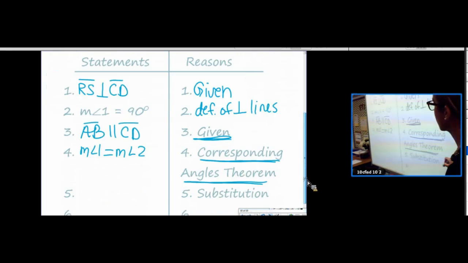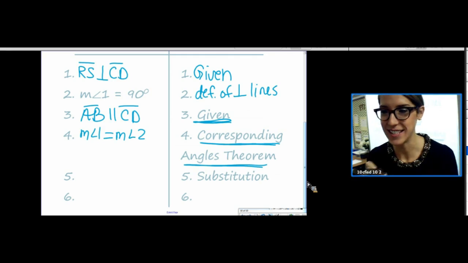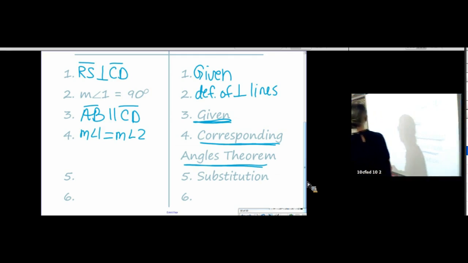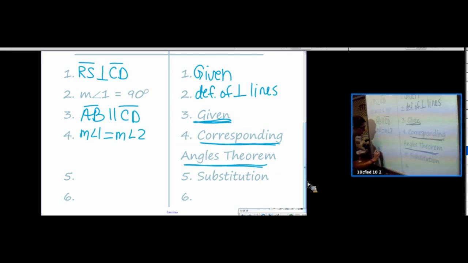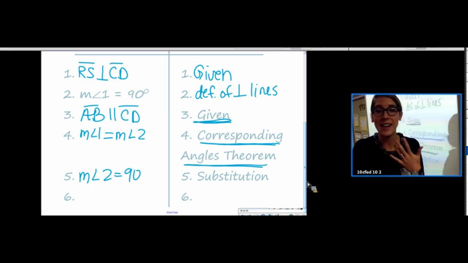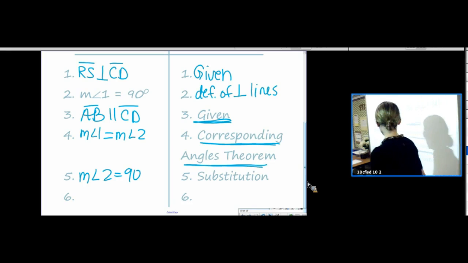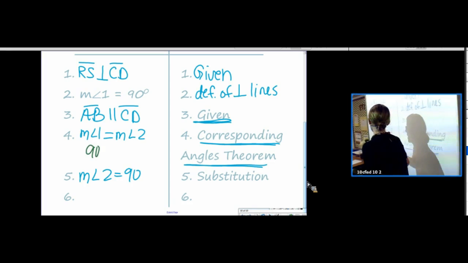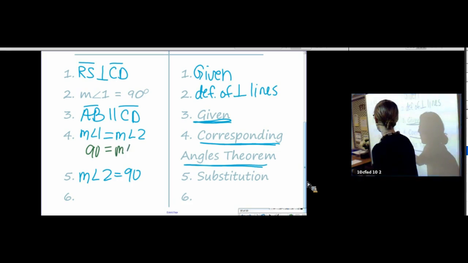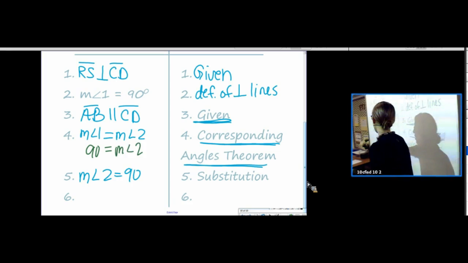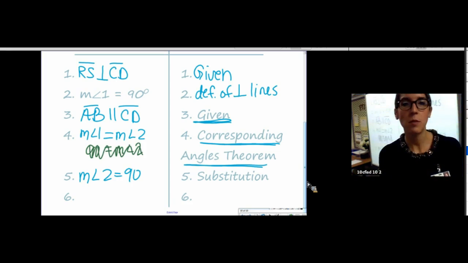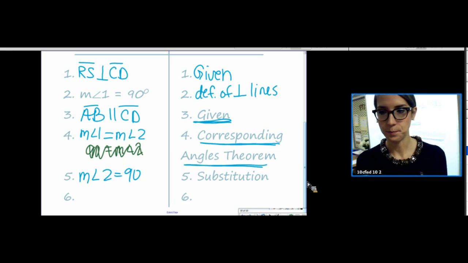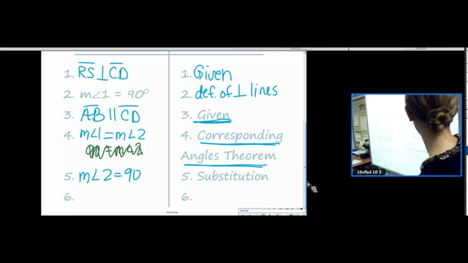Next, you want to say that the measure of angle 2 is 90, don't you? You said that? Yep. So we're going to use substitution, and we're going to say that the measure of angle 2 is 90. Because if the measure of angle 1 equals the measure of angle 2, and the measure of angle 1 is 90, well then 90 equals the measure of angle 2. You don't write that in your proof, I was just showing you that. And what did we do? We used substitution.